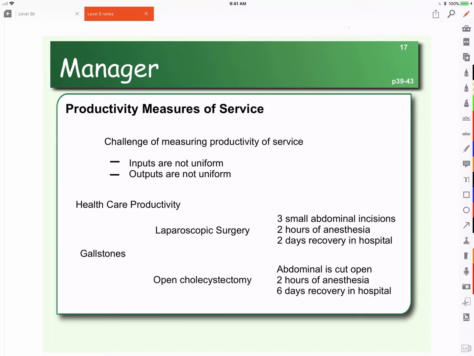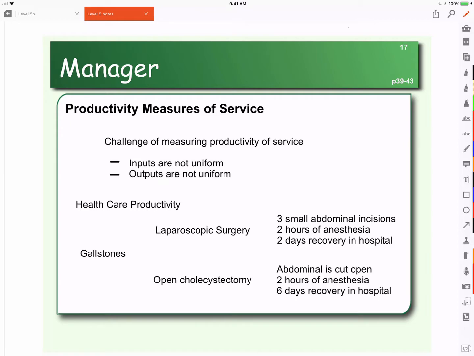The other challenge with services is that the outputs are not the same. That is, everyone doesn't go into the hair salon to get the exact same haircut. Some go in and get their hair colored, some have short hair, some have long. And so it's difficult to measure productivity when the final product is not the same. So services are a challenge when it comes to measuring productivity because we have different inputs and different outputs.